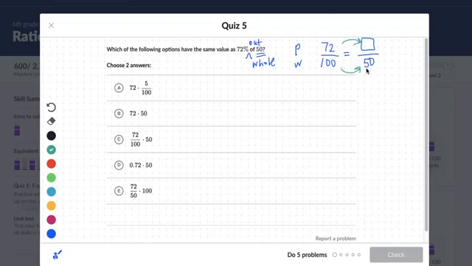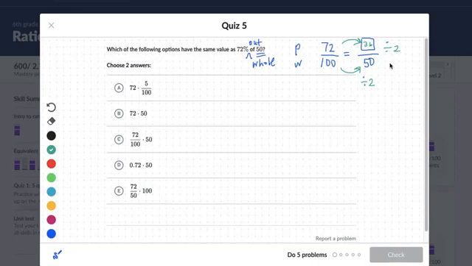It's becoming smaller, so it's a division. 100 divided by 2 gets me to 50. So I need to do the same thing up here. 72 divided by 2 as well. And that's going to be 36, I believe. So 36. 36 is 72% out of 50.